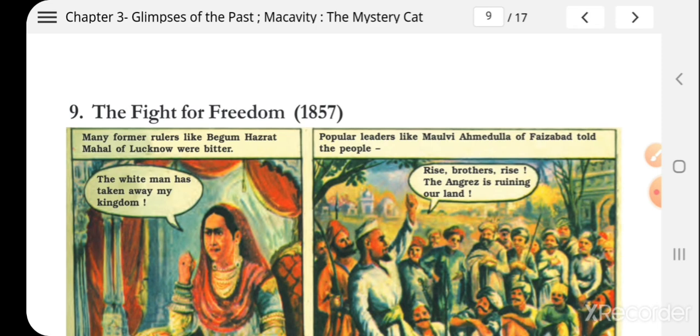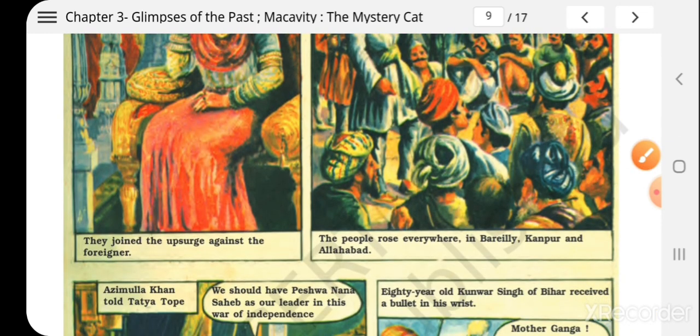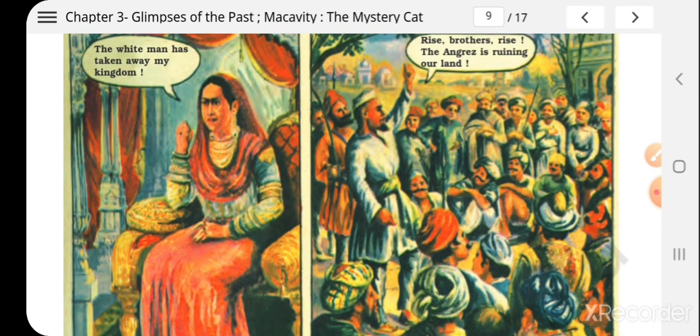So the last topic, that is the fight for freedom. Now it is in the last phase. Okay, so 1857, it was a time of outbreak of the rebellion. So many former rulers, जो पहले rulers होते थे, like Begum Hazrat Mahal of Lucknow, were bitter. Means बहुत सारे rulers bitter हो चुके थे. They were angry because the Britishers had taken their kingdom. Begum Hazrat Mahal said the white man has taken away my kingdom and I have to take revenge, कि मुझे बदला लेना है. And they joined the upsurge against the foreigner. तो उन्होंने भी इस upsurge को join कर लिया.